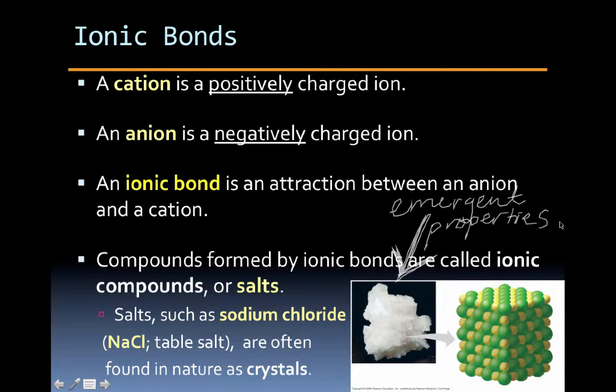This is an example of an emergent property. Sodium by itself is a metal, chlorine by itself is a toxic gas, but together they form a crystal solid that is non-toxic and makes our food taste better.